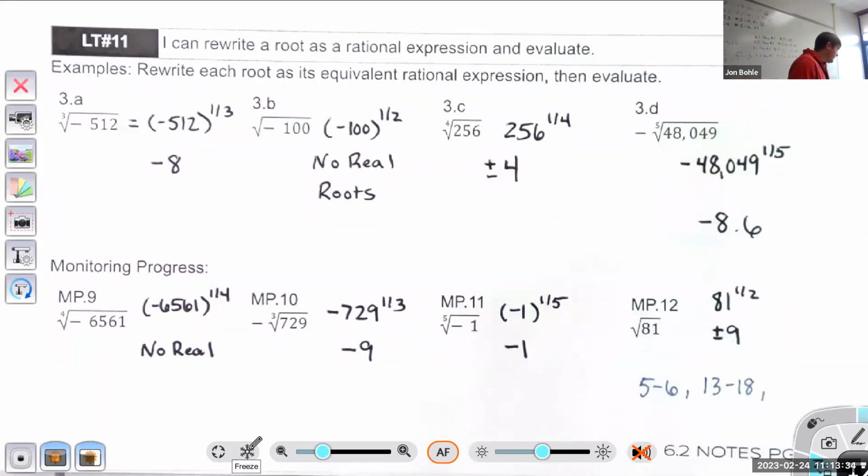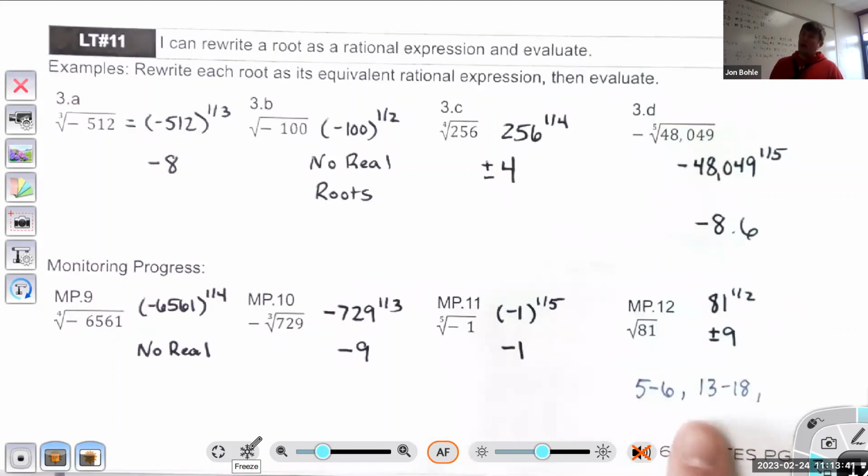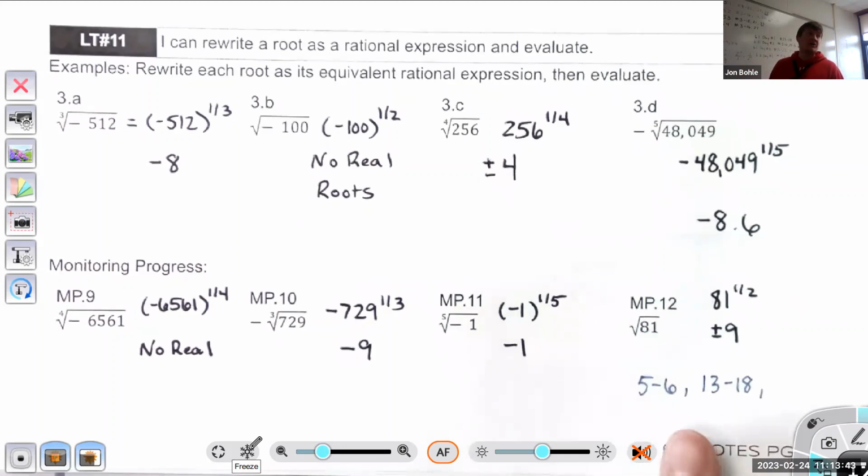So, real quick before you all go off and try to do your own thing, I'd like you to do all the practice problems. It's not really that much, and the problems go very quick. 5 through 6, 13 through 18. Once you get those done, if you need me to look at those and check, give you a little feedback, that's fine.